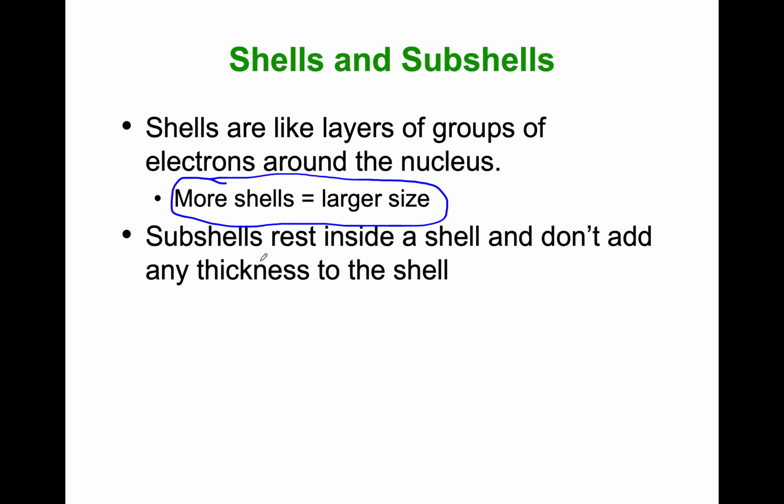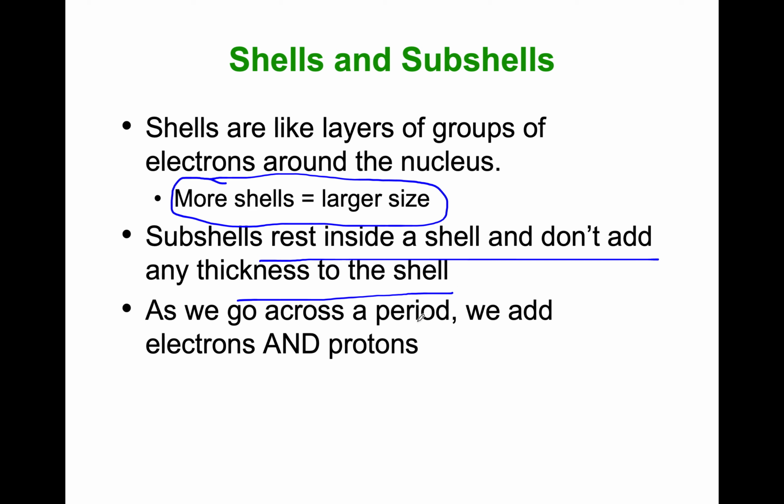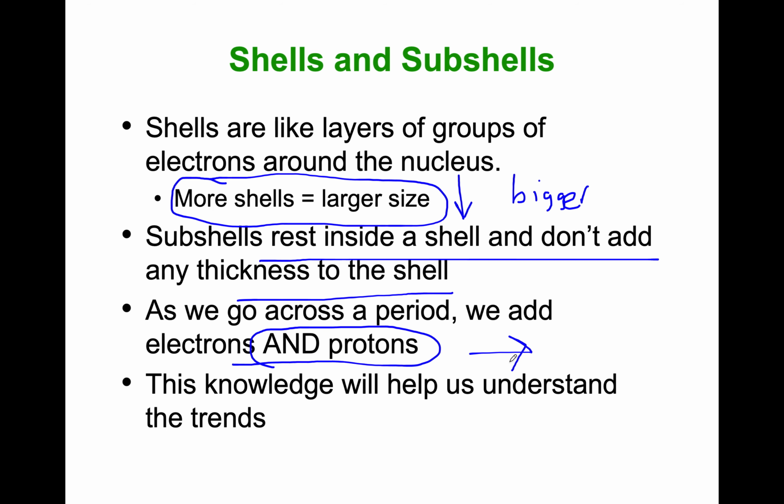Subshells, that's the 2s, 2p, they rest inside of a shell, so we're not adding any thickness. It's still that energy level 2. So as we go across a period, we're adding electrons and protons. Okay, so we go down the periodic table, this gets bigger. If we go across the periodic table, this actually gets smaller.